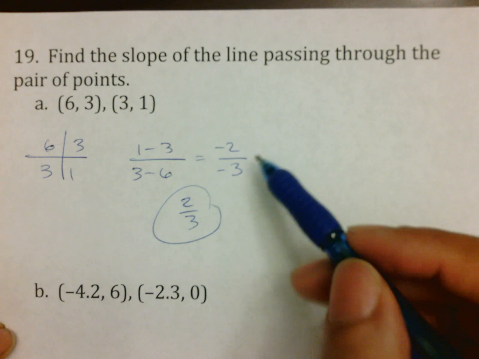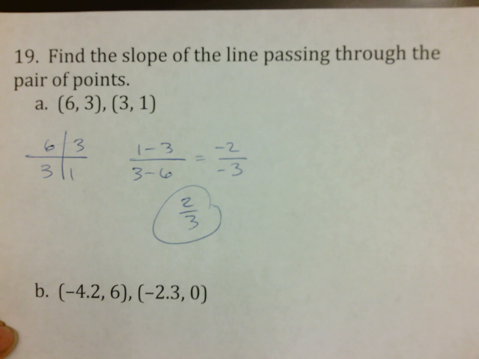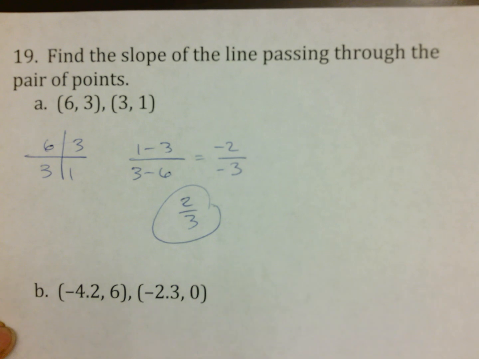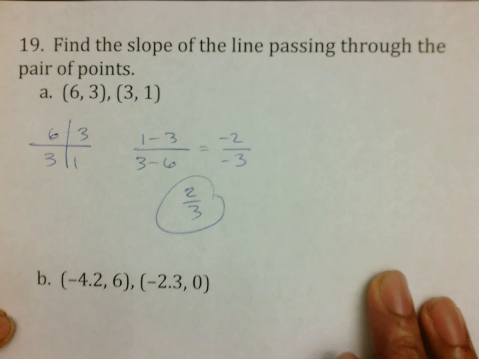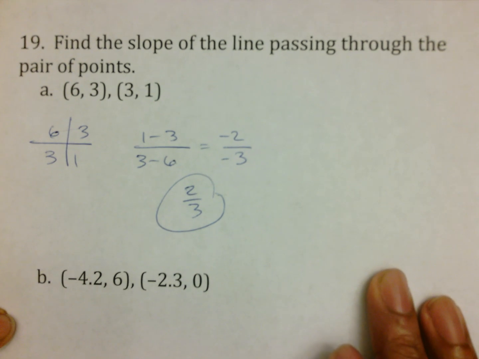Remember from your quizzes that you don't want to stop with 2 negatives. Anytime there's 2 negatives, make sure you at least type it in to make sure that it's reduced, but that the negative actually goes away. Alright.